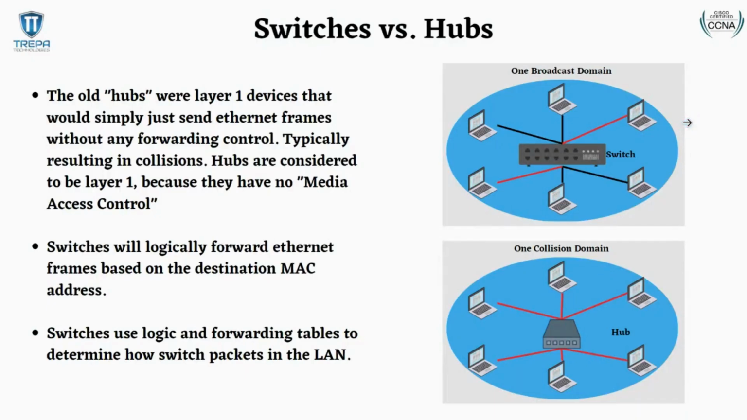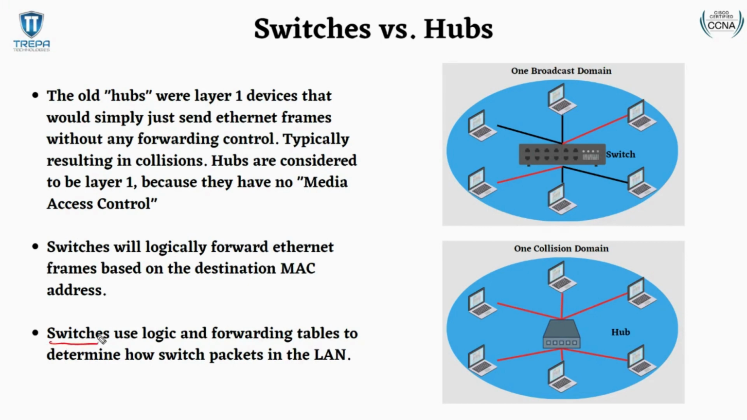First, we're going to go over switches versus hubs. We kind of went over this in our last video, so if you're watching this chronologically, you can probably skip this. In the days of old, before we had these logical switches that actually had a brain to them, we had hubs, which were layer 1 devices that would simply send Ethernet frames out all interfaces. And you'd have something called collisions. This was because there was no media access control, meaning the hub didn't take those Ethernet frames and send them out individual ports or logically forward them.